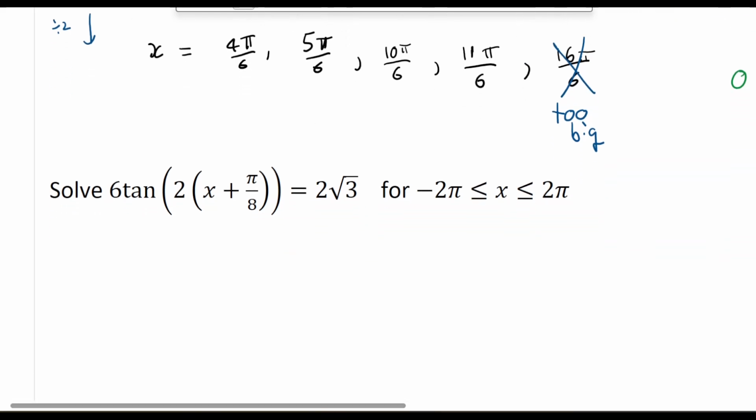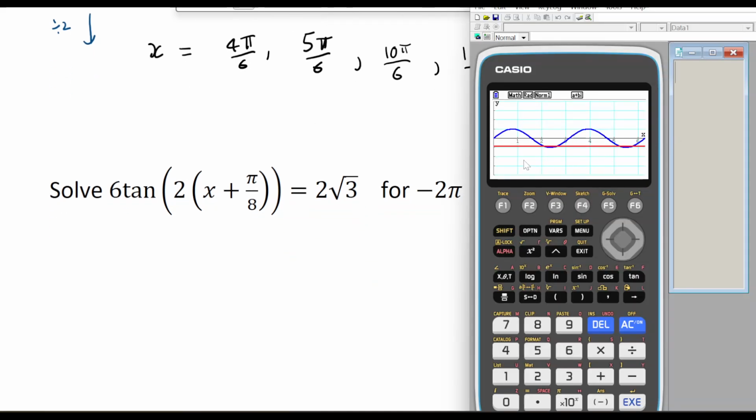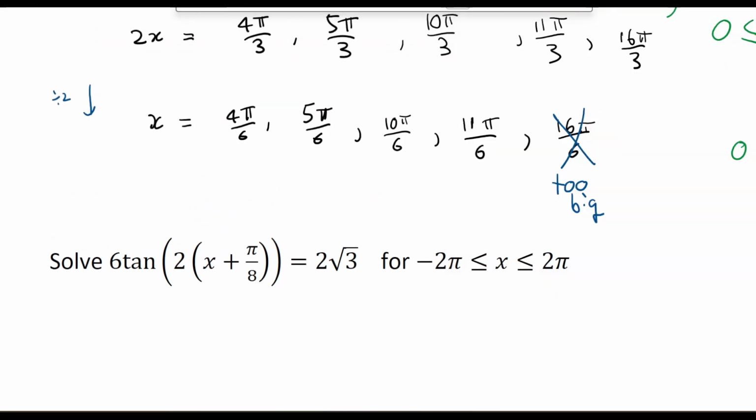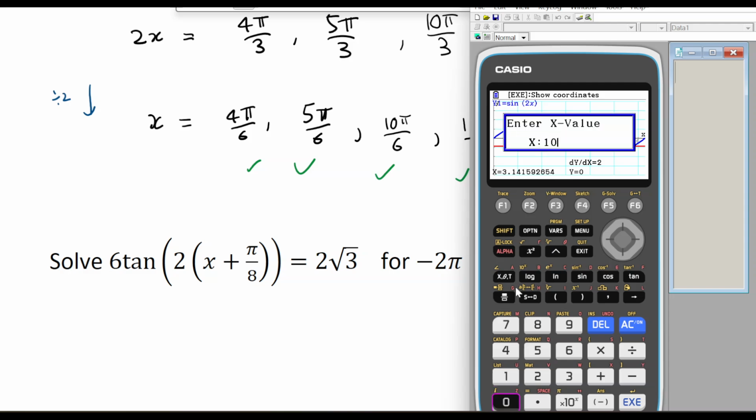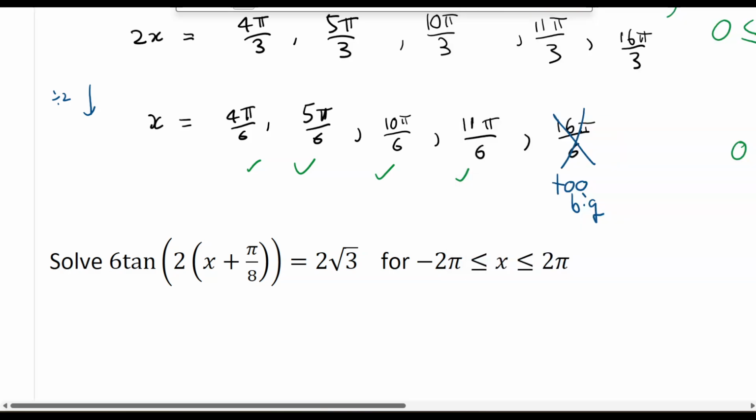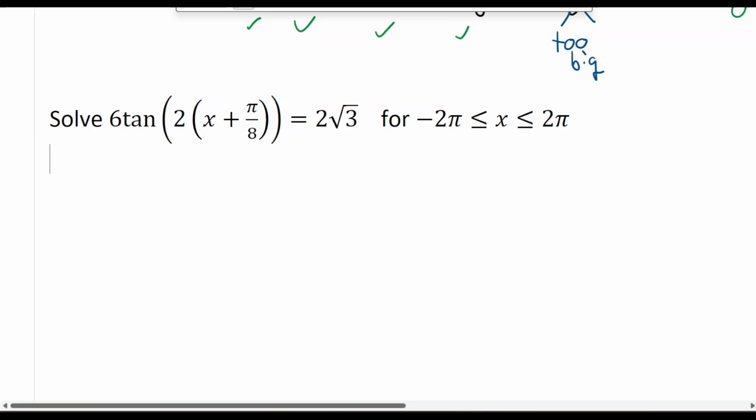Okay, but I'm hoping you can see that actually graphing it tells us that there should be all 4 solutions. And if we want to just check, we could check all 4. But if I just go trace and I type 10 pi over 6, what that should do is highlight the third intersection point. Yes, it does. So that's good.